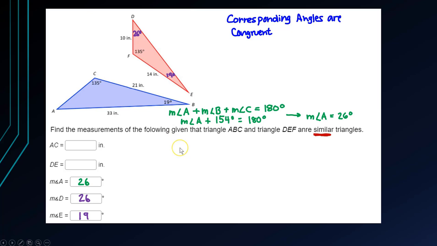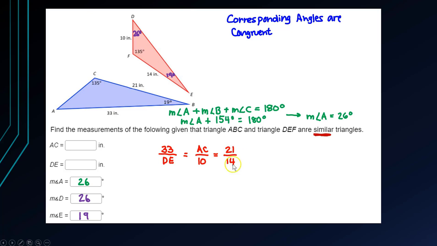So when I start setting up these ratios, that means that 33 over DE, the measurement of DE, AC over 10, and I'm going from bigger triangle to smaller, should be basically this ratio of BC over EF, or 21 over 14.